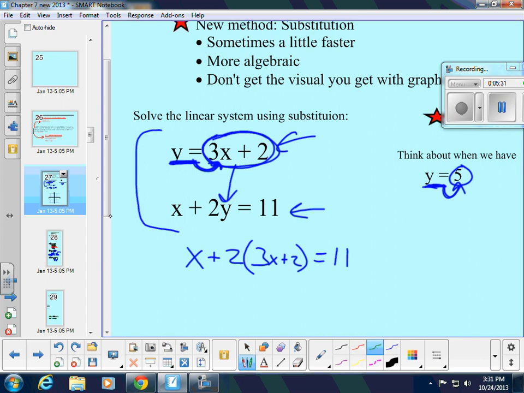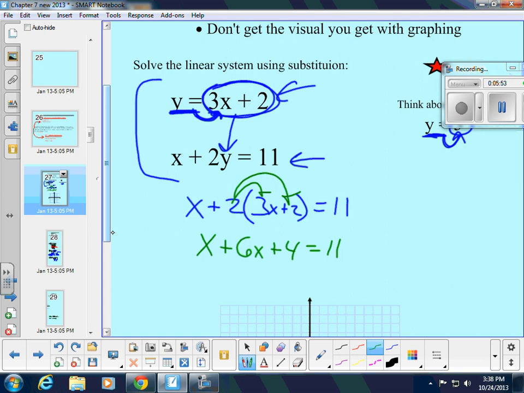Now it's just like solving a multi-step equation. I've got to get the x by itself on one side, and it's a linear equation. So I know how to do all these steps. So I'm going to distribute 2 to both these things. So when I multiply 2 times each of the things in parentheses, again distributing, I'm going to get x plus, well now I'll get 6x plus 4 equals 11. Again, just like solving a multi-step equation, now I just keep going. I can collect like terms right here. x plus 6x gives me 7x. Plus 4 equals 11. Subtract 4 from both sides.